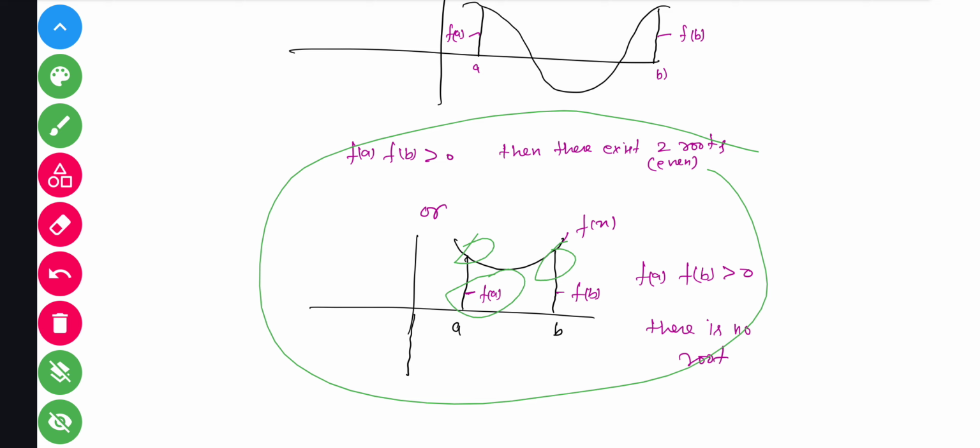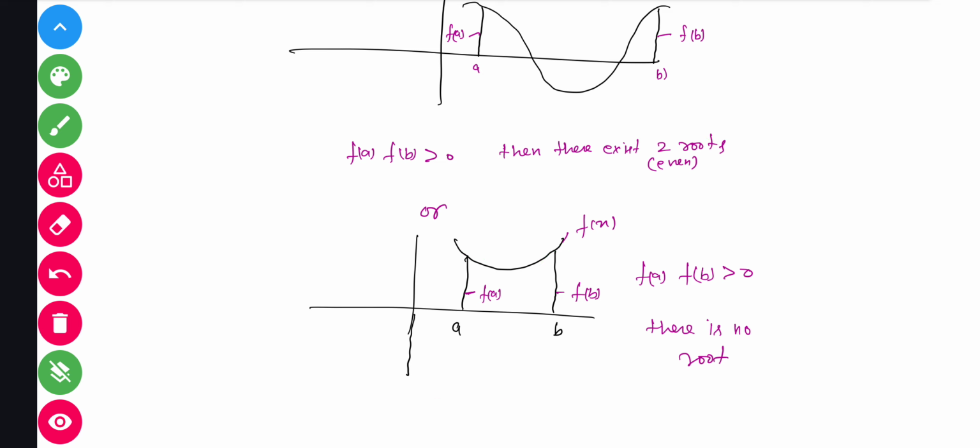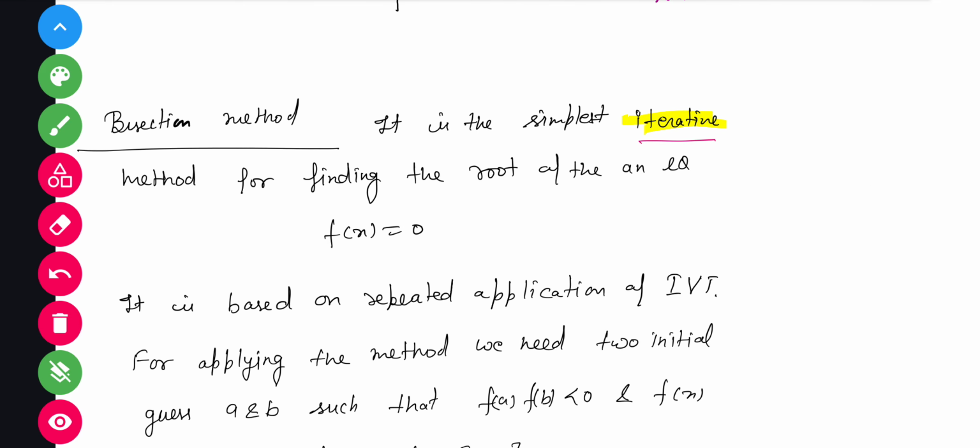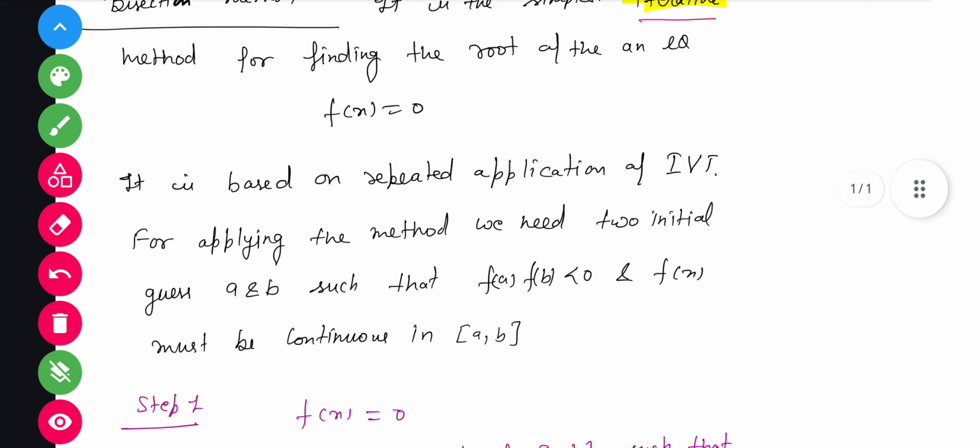So I think I am very clear on this. Let's move on to the bisection method. How do we use this intermediate value theorem in the bisection method? Let's see that. It is the simplest iterative method for finding the root of the equation f(x) equal to 0. It is based on repetitive application of the IVT.